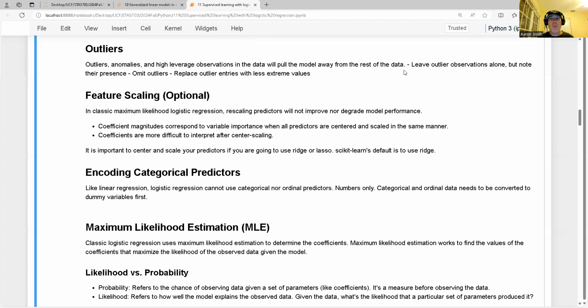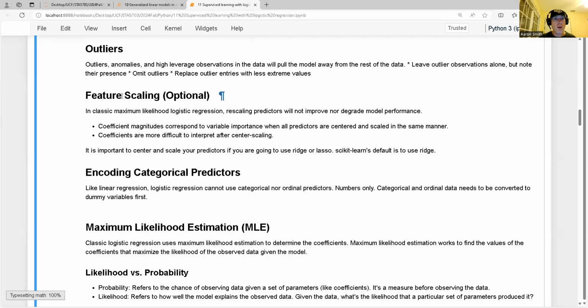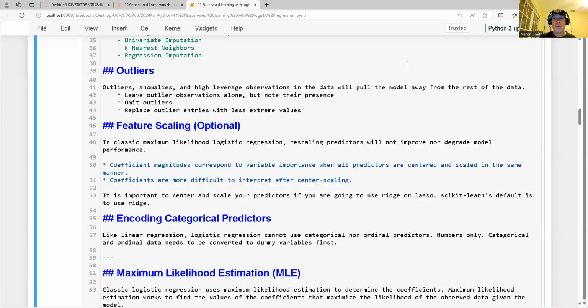And so my options when I have outliers, I'm going to fix this real quick. This is one thing that's nice about Jupyter notebooks. Oh, it didn't do it.